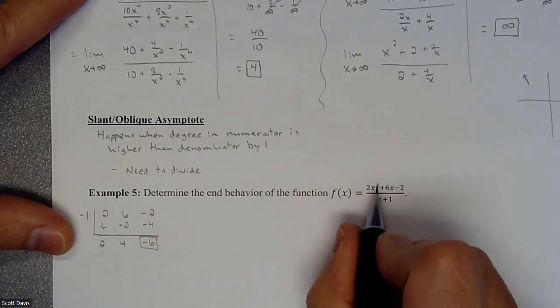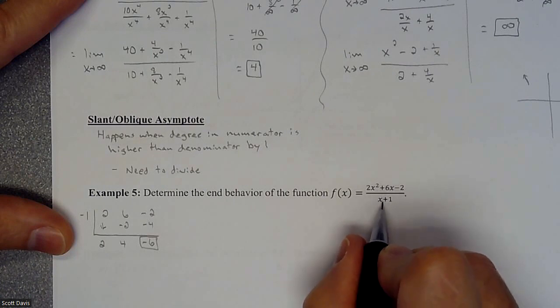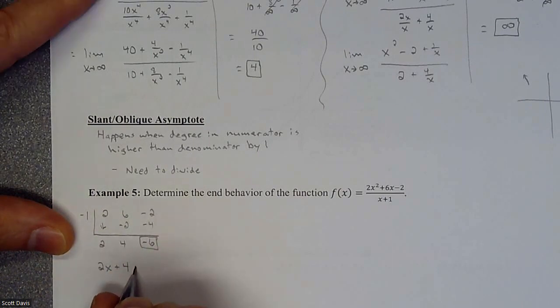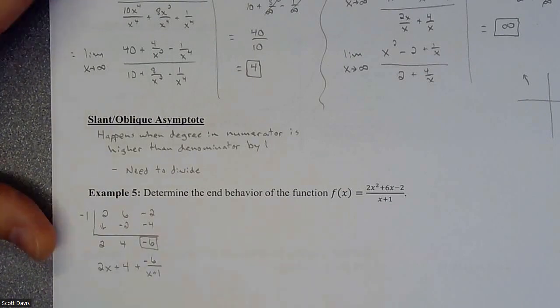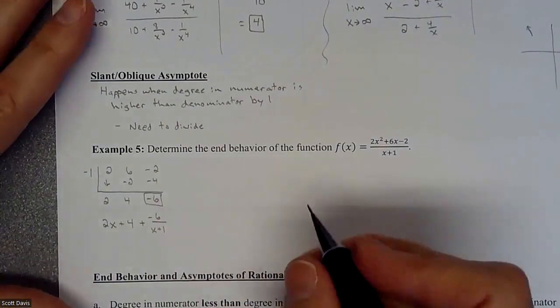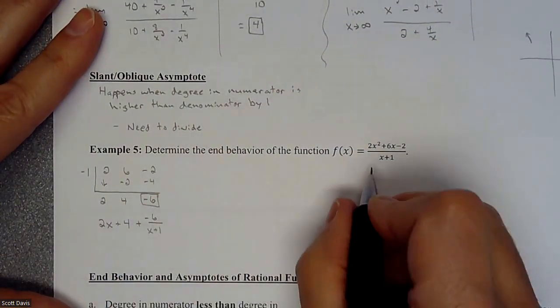Remember that you're taking an x to the second and dividing by an x, so our power should be an x. So it's 2x plus 4, and we'll do plus a -6 over x plus 1. That's how we treat our remainder. Okay, so that's one way to do it. I'm going to show you the long division, and we're going to get the exact same result.